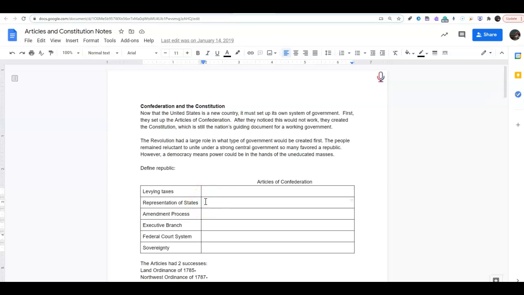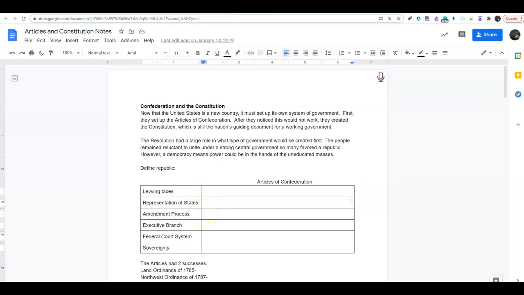And then we look at representation of states. Each state, and this is what you're going to type in right here, each state was represented equally. Again, that's each state was represented equally. The problem with this was we began to see arguments between our big states and small states. And we're not talking about size, we're talking about population. The bigger states, the ones with larger population, felt that they should have more of a say. They should have more representation because they have more people.